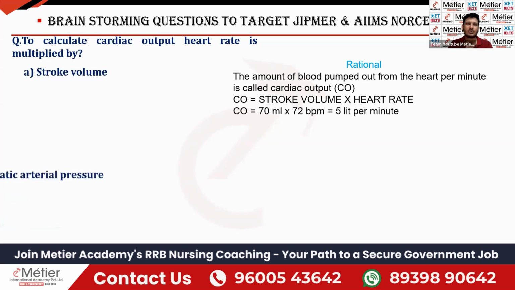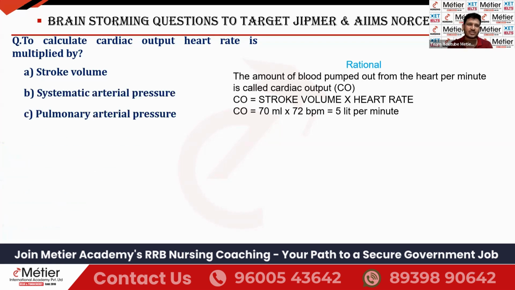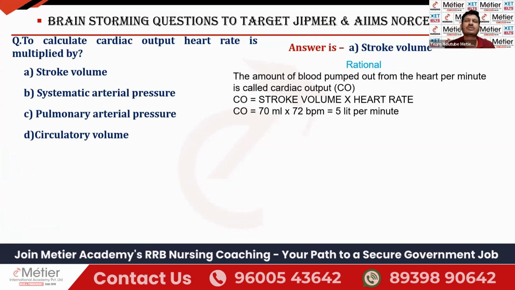This is the question. They have given 4 options: stroke volume, systemic arterial pressure, pulmonary arterial pressure, circulatory volume. Among these, the right answer, this is a very simple and common question. So the right answer is what? Stroke volume. In order to identify the cardiac output, heart rate has to be multiplied with the stroke volume. Here you can see very clearly cardiac output is equal to stroke volume into heart rate.